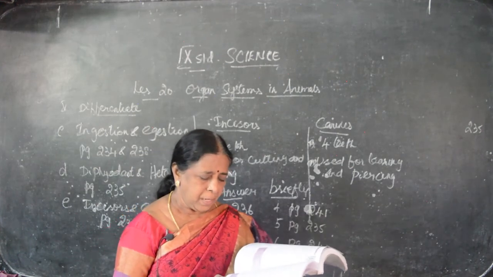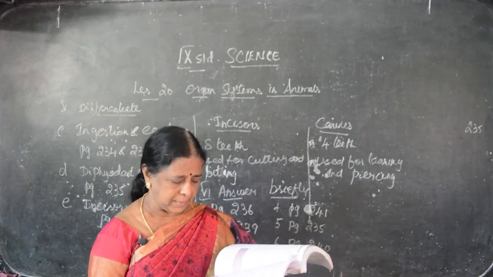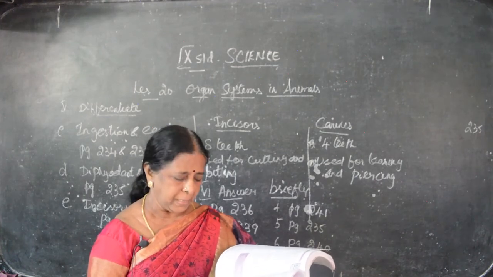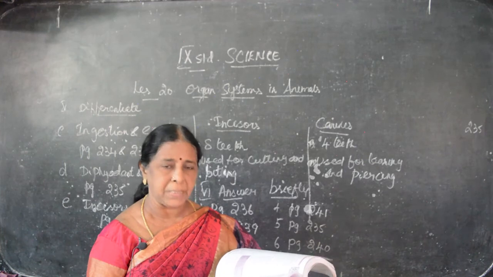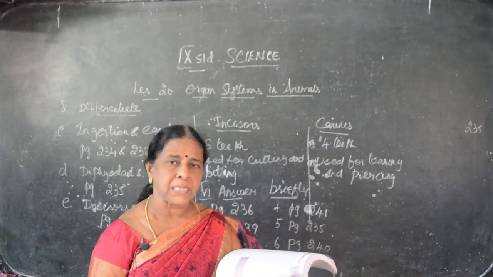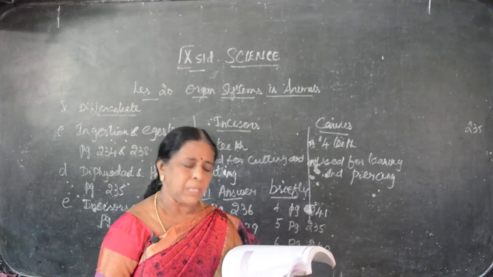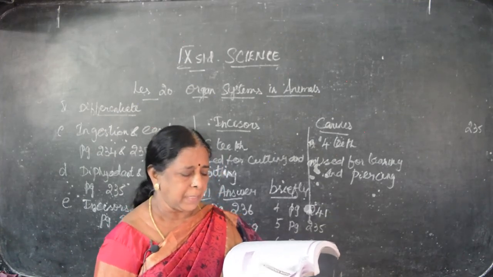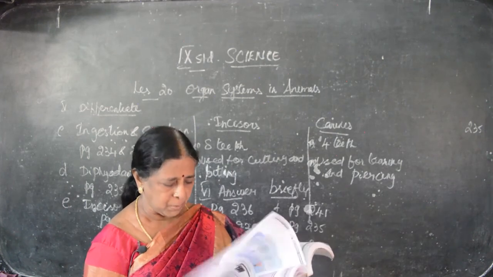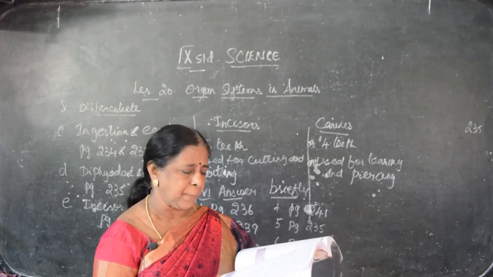Next one. Second one. In both the sexes gonads perform dual function. Reason: gonads are also called primary sex organs. So this also both are correct only. So the same A answer: both assertion and reason are true and reason is the correct explanation of assertion. Clear? The next one, the diagram is given, see.